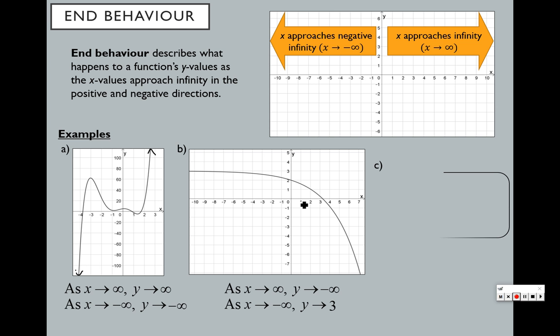Oh, I said I'd pause for questions. Any questions about what I wrote there? You're just basically writing what happens as x gets big and what happens as x gets big and negative. And you just write what happens. Does it get big or does it head to a number of some type? Questions?